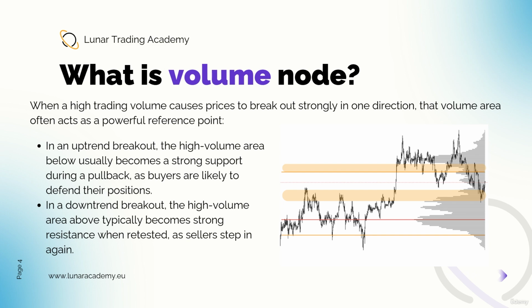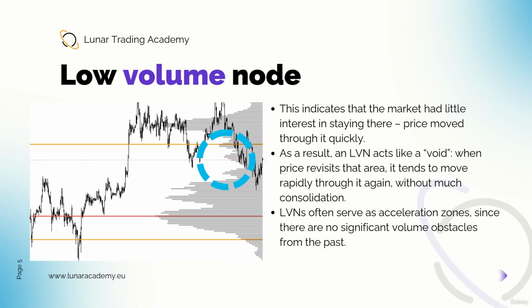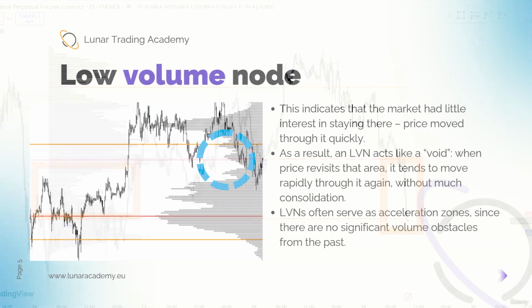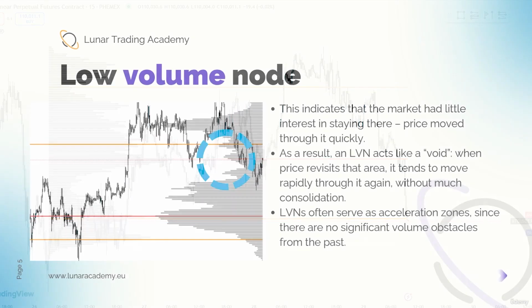So, what is a high volume node? A high volume node is a price level where a large number of contracts have been traded. It acts as a price barrier where the market often pauses and consolidates. These areas are perceived as fair value zones where both buyers and sellers agreed and were willing to trade actively. A low volume node is a price level where there is little trading interest. Price tends to not stay in these zones and moves through them really quickly.